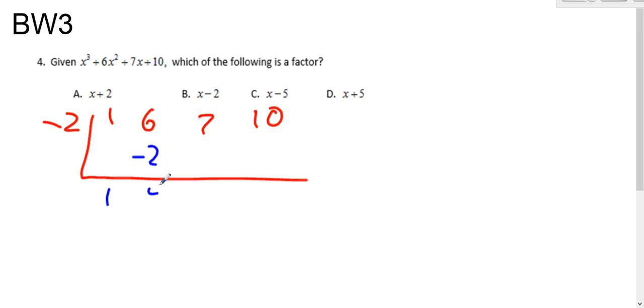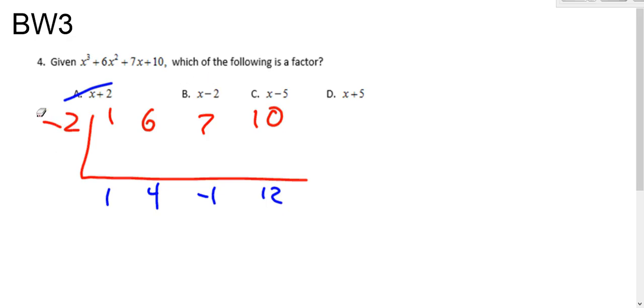So that's 1, -2, 4, -8, -1, 2. We got 12. We did not get 0, which means that is not a factor. You need a remainder of 0 for it to be a factor. So start over.